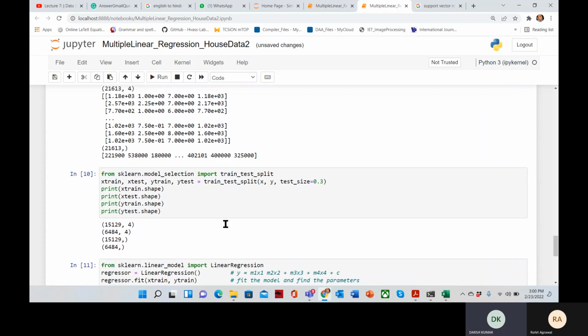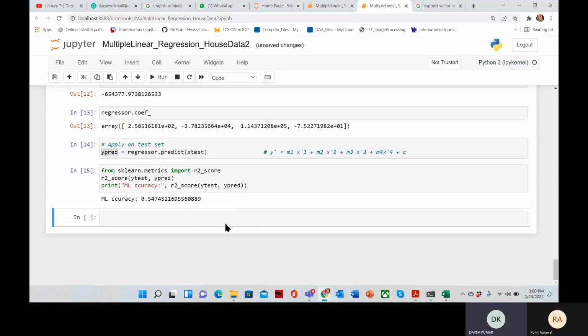Sir, I have one doubt. Yes. How can we improve this accuracy? Either you need to change the features, or it may be the case that linear regression is not suitable for your data. So instead of linear, you may use a polynomial regression.